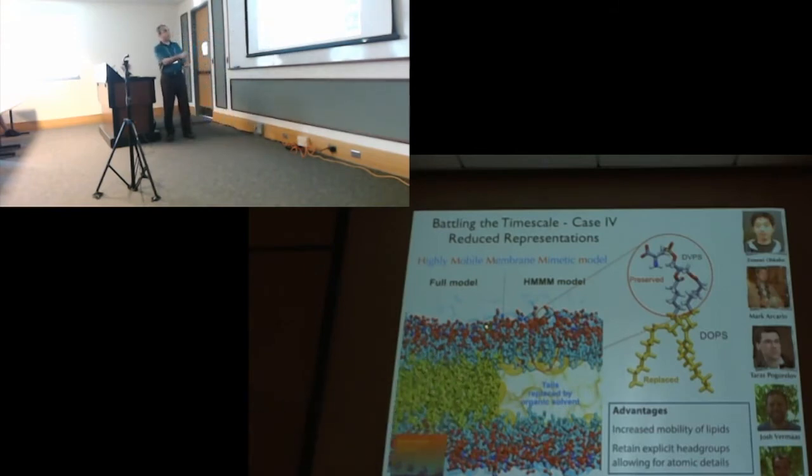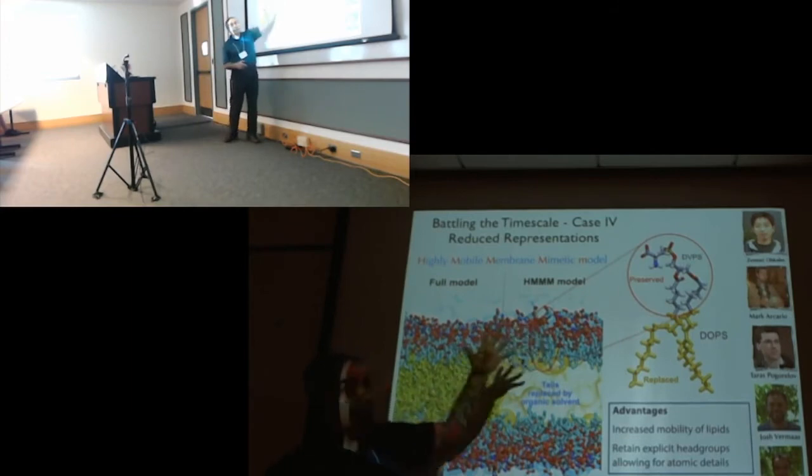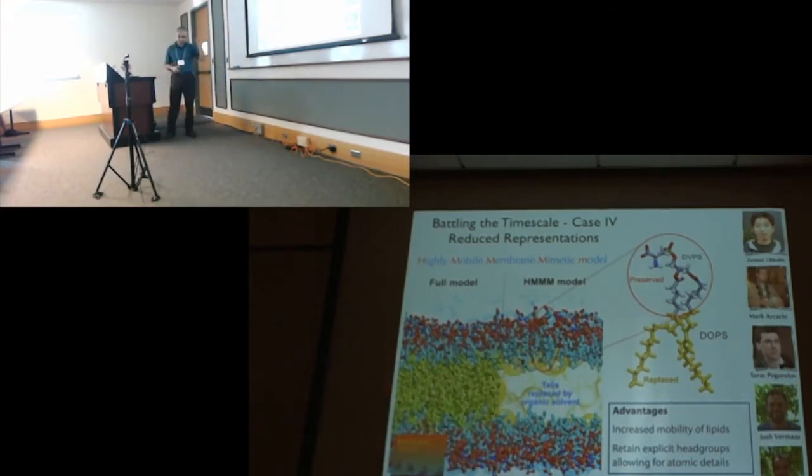If you are only interested in how proteins interact with the surface of the membrane, we argue that we don't need these long tails in the middle. We can remove the yellow part of these lipids, keep the first five carbons of each tail, remove the rest and fill it with an organic solvent. And then we call it the highly mobile membrane mimetic model, HMMM. Just for you to remember, it's called the HMMM model. Bad acronym, but we're stuck with it. So this is a reduced membrane representation. It has perfect atomistic description here. We couldn't do coarse graining in this case because we were interested in the stereochemistry of the lipids on the surface. So, increased lipid mobility.